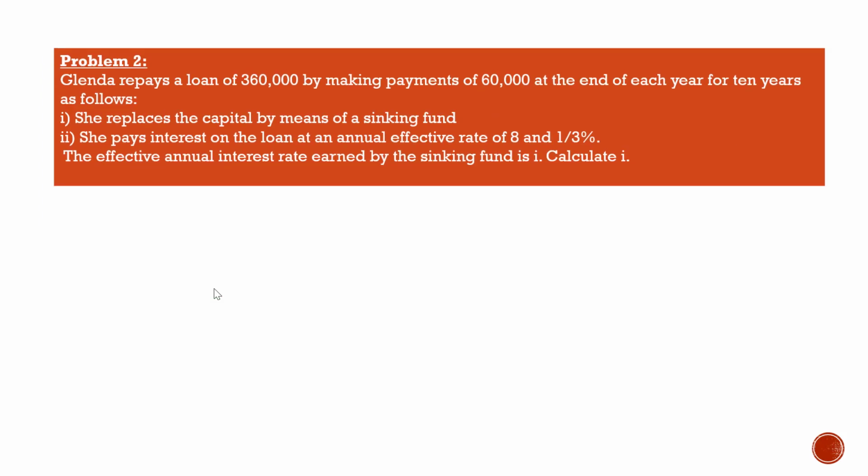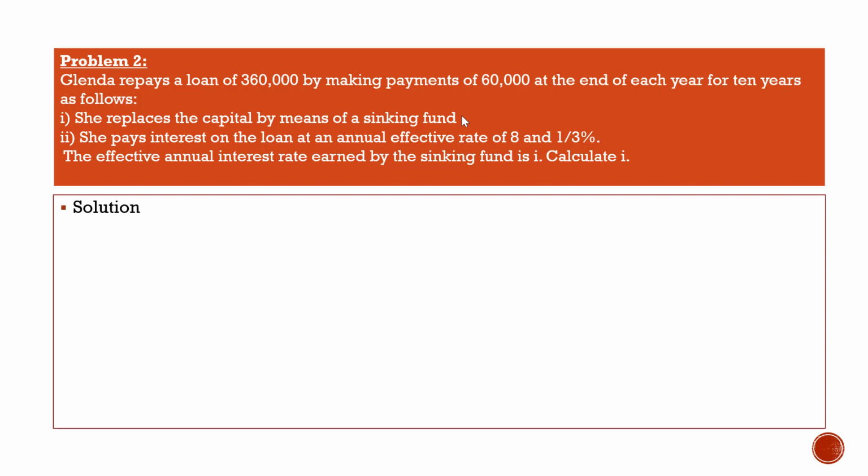Problem number 2. Glinda repays a loan of 360,000 by making payments of 60,000 at the end of each year for 10 years as follows. She replaces the capital by means of a sinking fund. She pays interest on the loan at an annual effective rate of 8 1/3%. The effective annual interest rate earned by the sinking fund is i. Calculate i. So here the first piece of information is that, instead of using the amortization method, we use the sinking fund method.